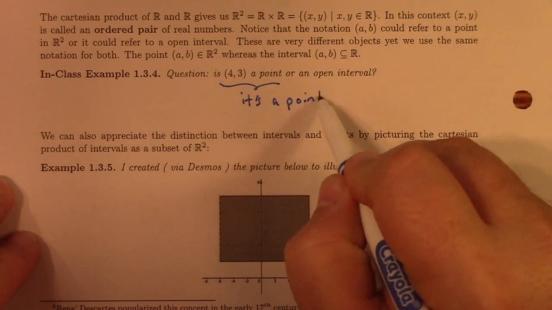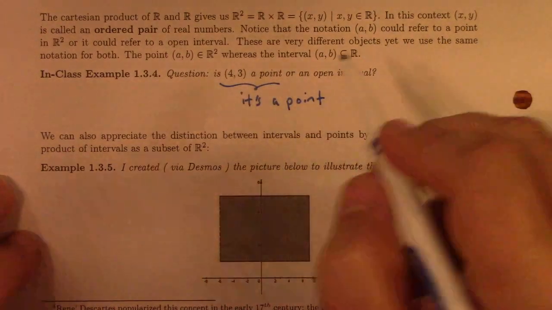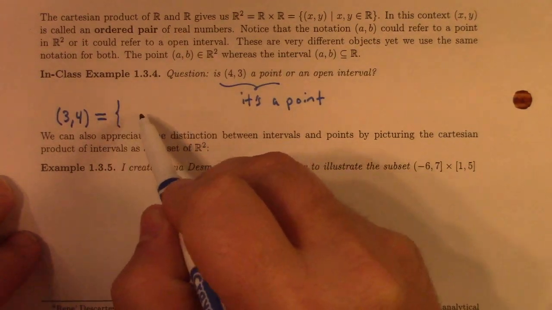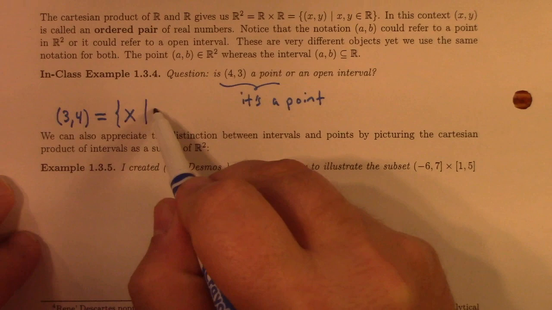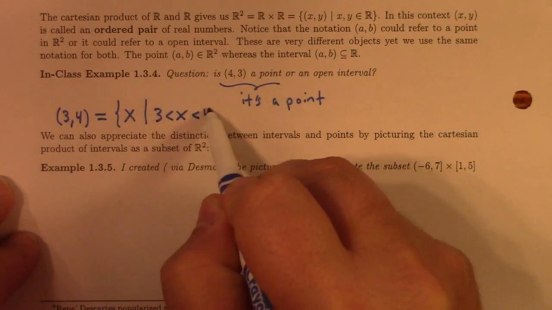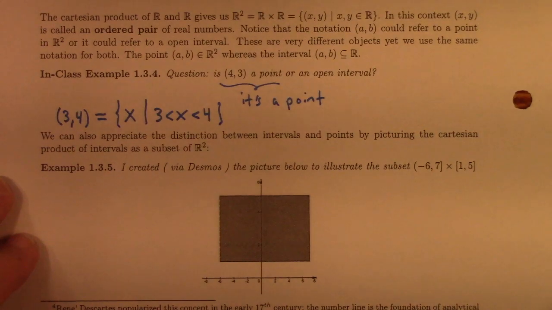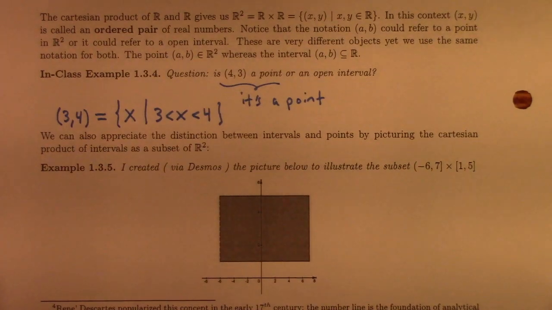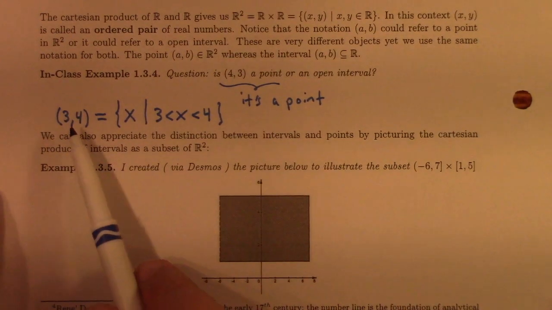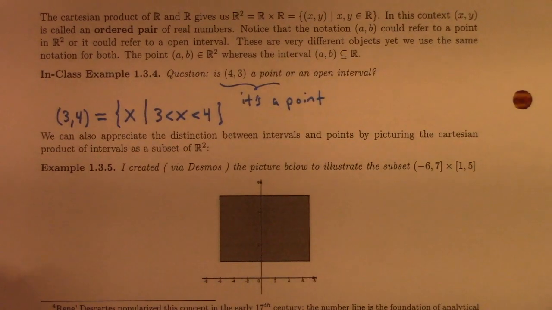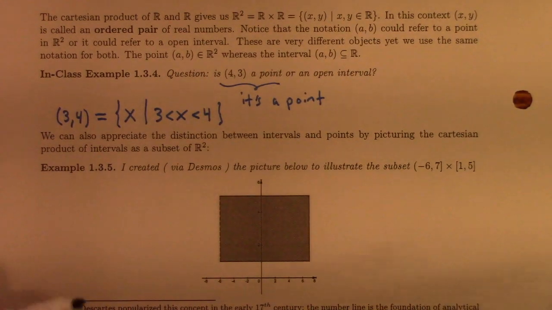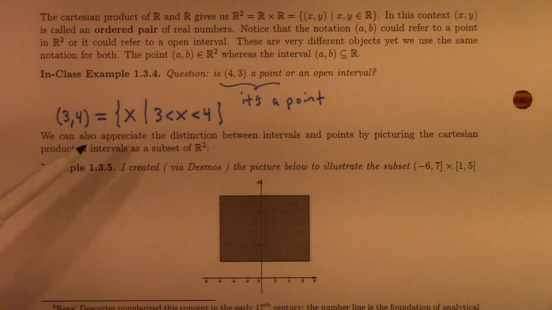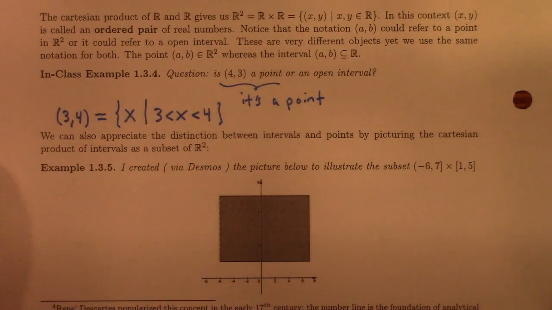In contrast, if I had asked about (3,4), that would have begged the question: is that a point, or is it this? It could be this. It could be x such that 3 is less than x is less than 4, right? That's a possible interpretation of the (3,4) symbol. So it's just the nature of our notation. There is an ambiguity here, but context usually tells you whether we're talking about a point or an interval. If you're in doubt somehow, you can just ask me. I will tell you, most likely, unless the whole point of the question is this example, in which case I might be kind of dodgy.